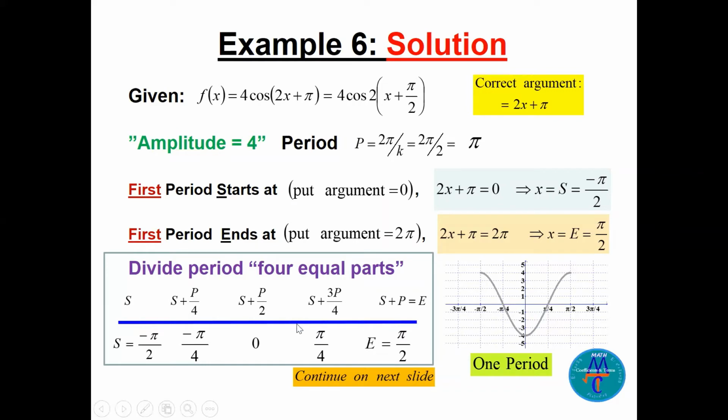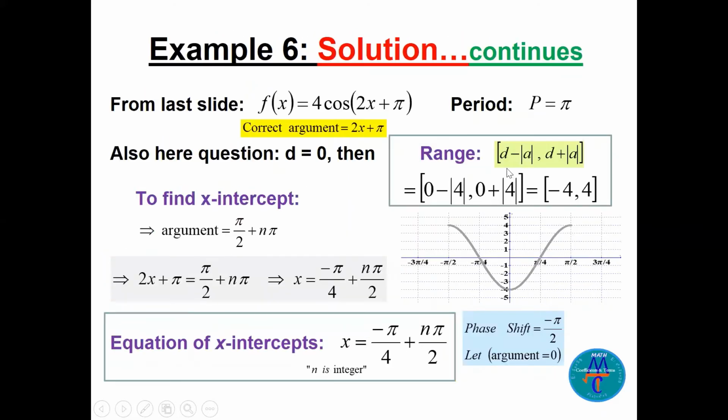Okay, now let's divide the period into 4 equal parts. It will be minus pi over 2, minus pi over 4 here, 0, and then pi over 4, pi over 2. So that's one period here. Now the range, we know the formula. The period is pi.